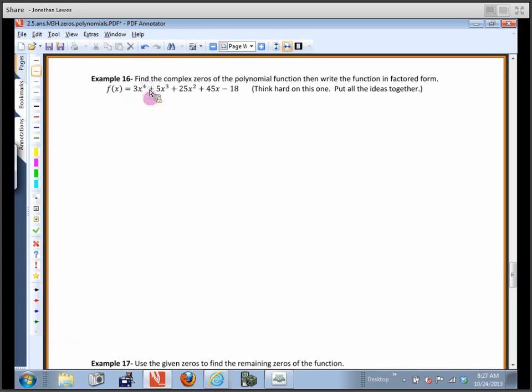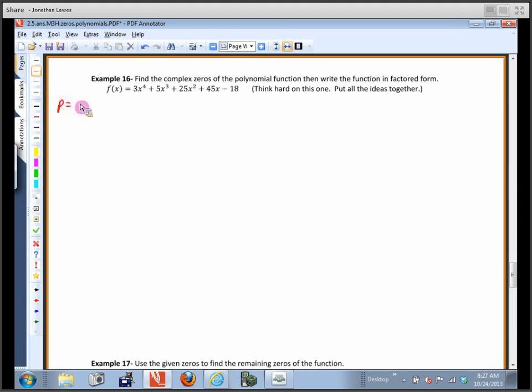It's degree 4. It says find the complex zeros, and write it in factored form. So we've got to do everything on this one. We've got to find all 4 of the complex zeros, and we've got to write down the factors that they correspond to. Okay, so let's take a good look at this one. If we're going to find any zeros, we want to start with the nice ones, which means we're going to start with what? P and Q.